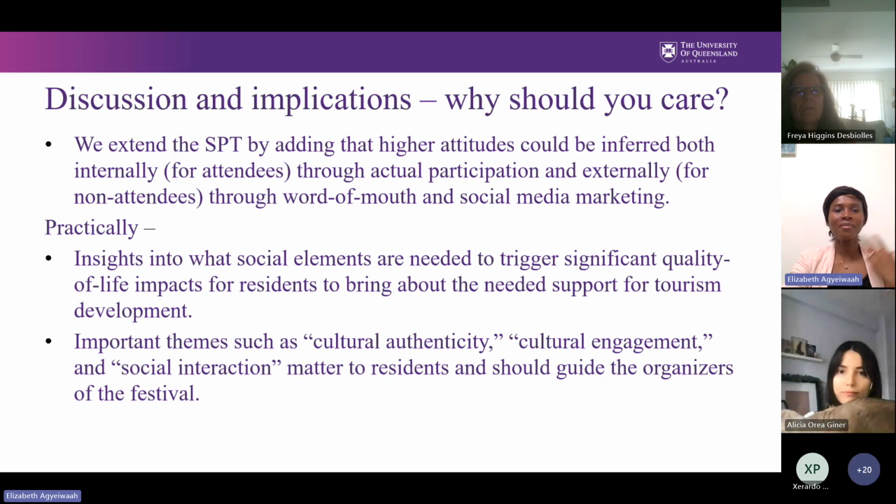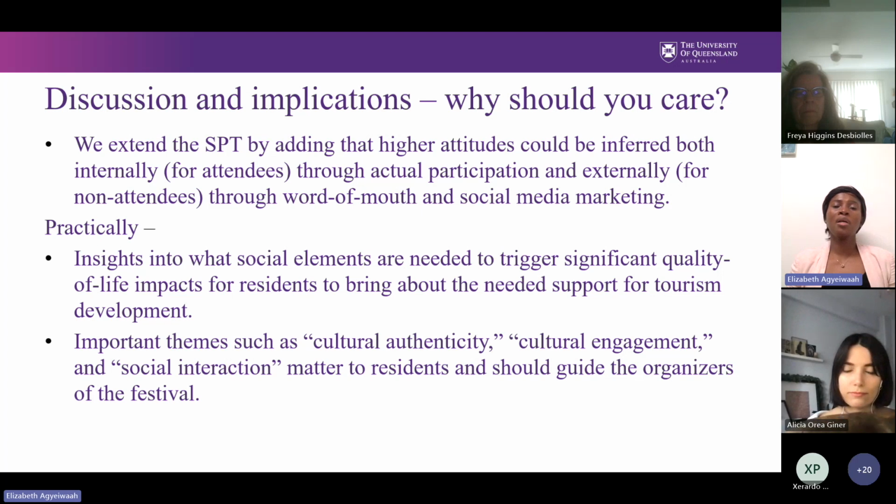And so, as I have explained before, we're able to extend the self-perception theory by looking at how not just behaviors could be the source of making inference, but non-behaviors, through word of mouth and social marketing, could also be a source where people can form attitudes of the events. And so that was a very important addition to the self-perception theory.